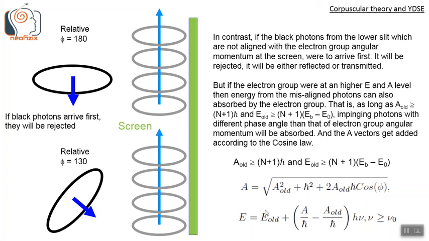And in this case, E is defined as E old plus a function of the difference between the new angular momentum and the old angular momentum. So this is the extra angular momentum that this n electron system got, and the total energy added will be a function of that difference, the new angular momentum A minus the old angular momentum A old. So energy addition goes as this, and the angular momentum is added like this vectorially according to the cosine law. And here note that nu has to be greater than or equal to this threshold frequency nu naught.